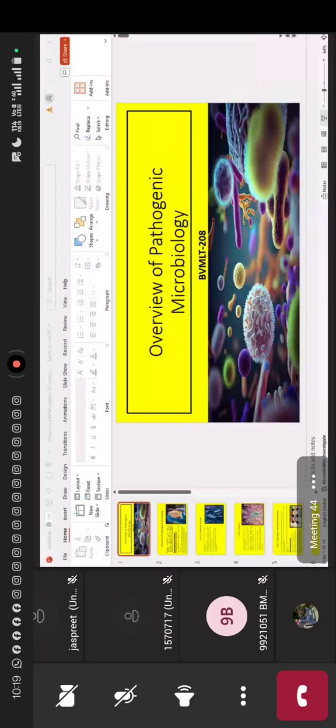Next is the normal flora. Normal flora are those microorganisms which are present in our body from birth, or which we acquire from the environment, food and contact. Let's see some examples of the normal flora. Staphylococcus and Corynebacterium are both pathogenic bacteria, but they are the normal flora of our skin.